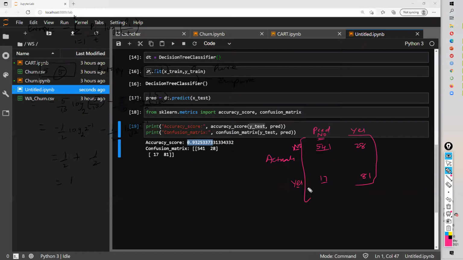Think of this as a diagnosis. So when we diagnose someone for COVID by using a swab test, when we say no, that person did not have COVID, 541 times this person did not have COVID. But 17 times when the swab test says that the person did not have COVID, in fact, the person has COVID. So that means we were wrong in these 17 cases. We were right in 541 cases, we were wrong in 17 cases.